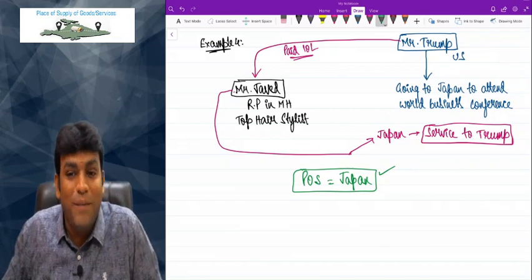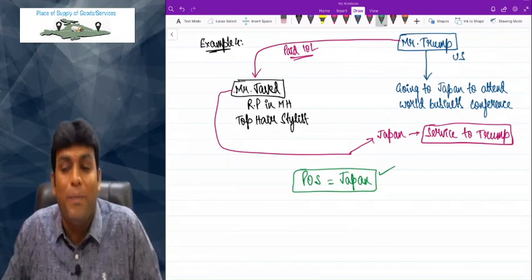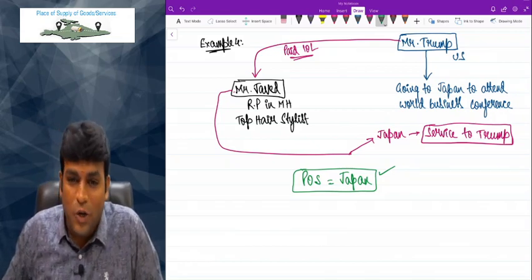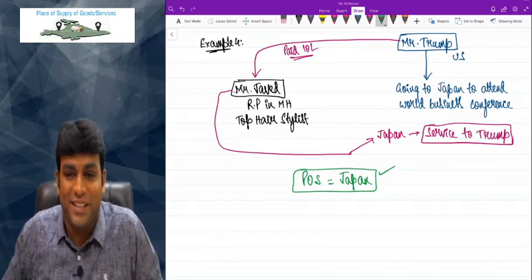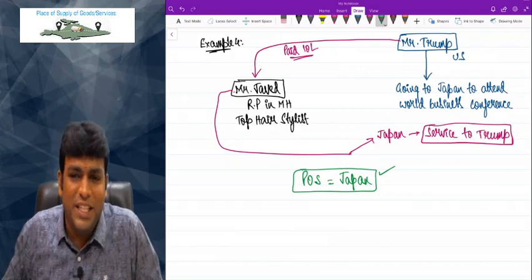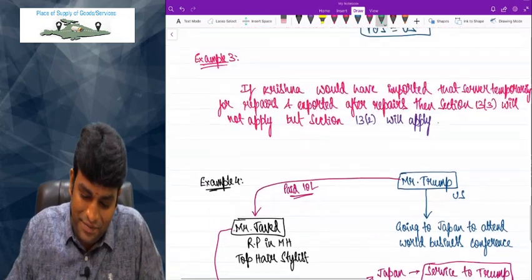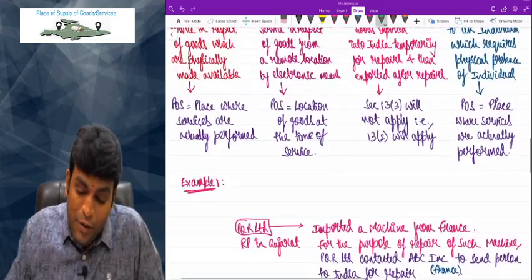Very, very interesting point, my dear friends. And I strongly hope and believe that this makes sense. And this is the end of examples for the concept of section 13.3, sir. Very, very interesting and important. Clear? Come on. I definitely want you to write.